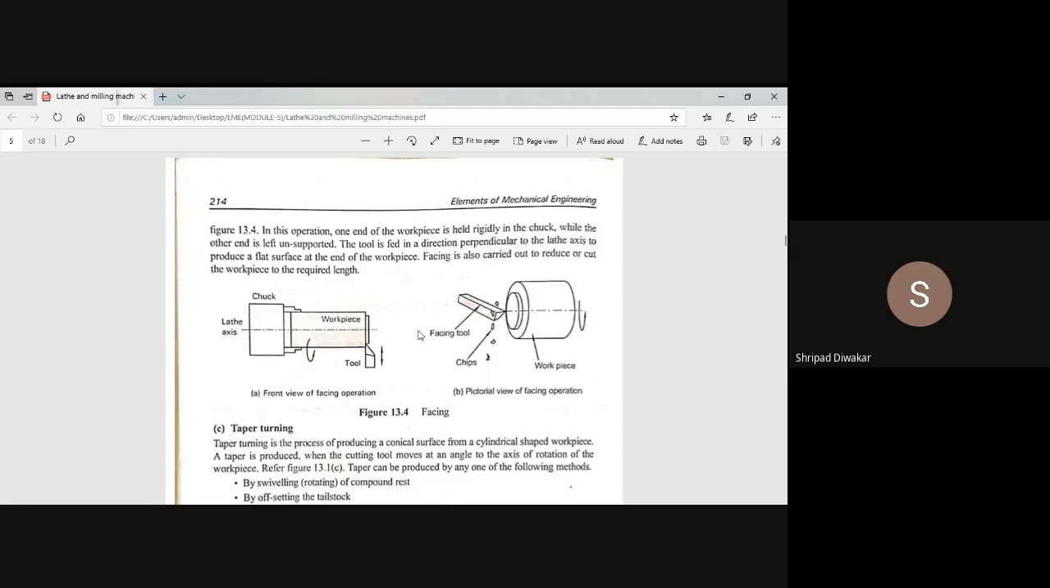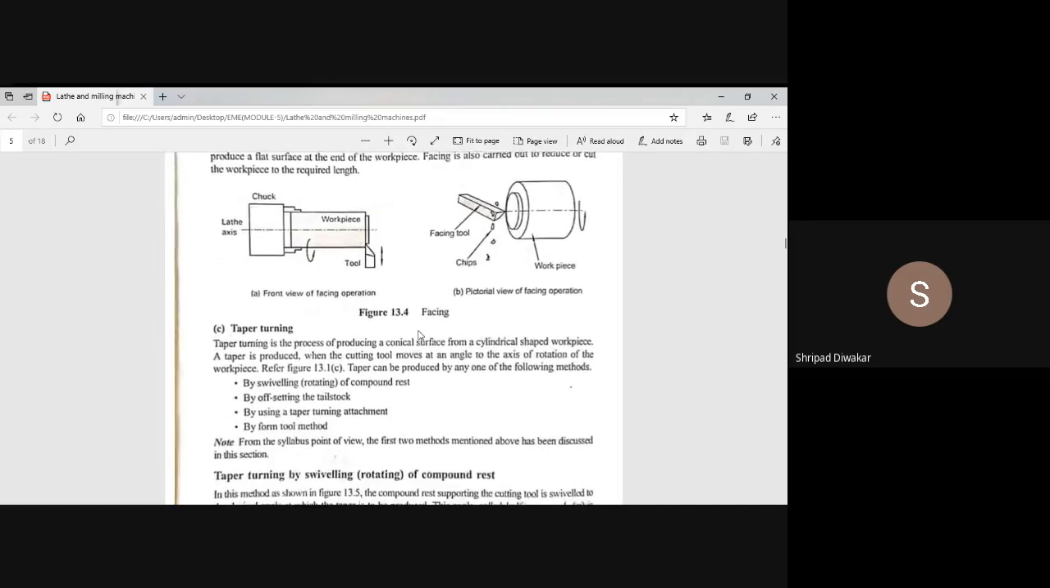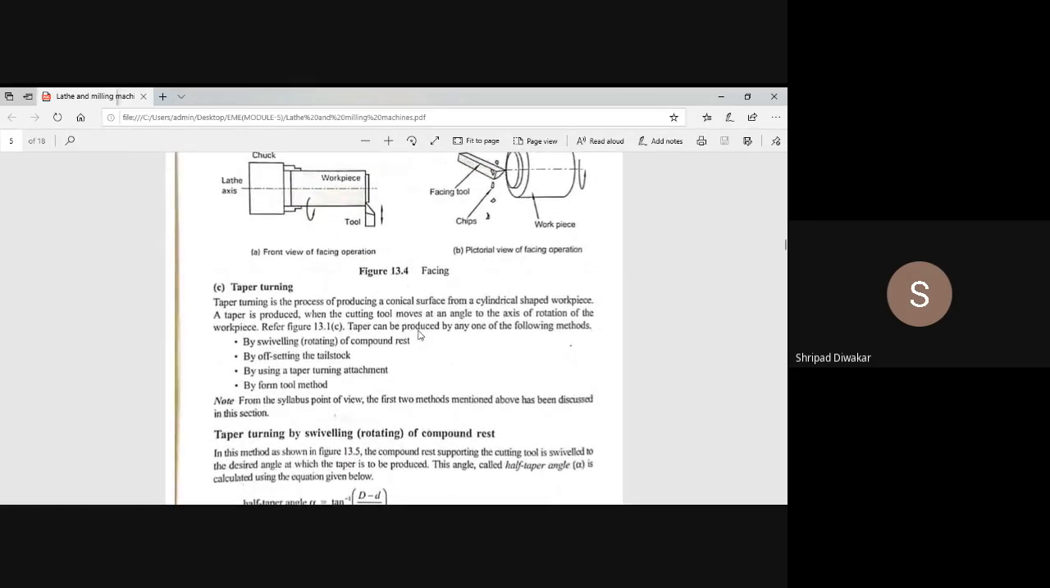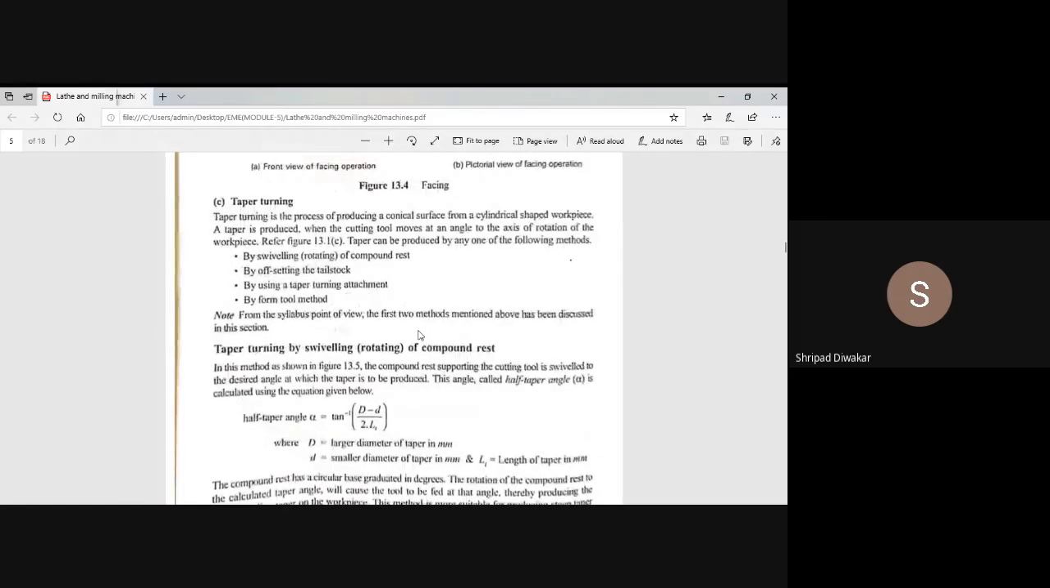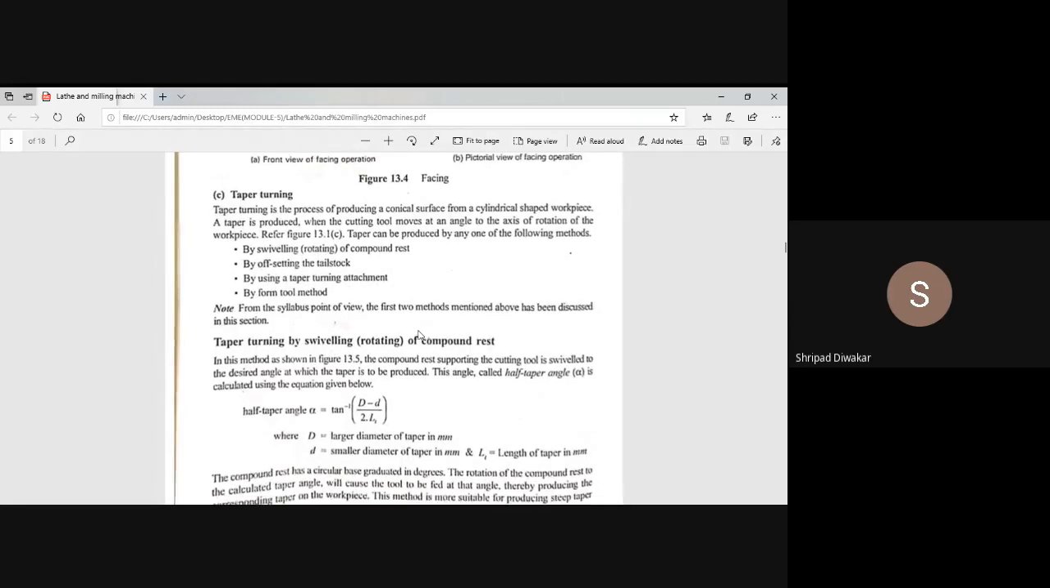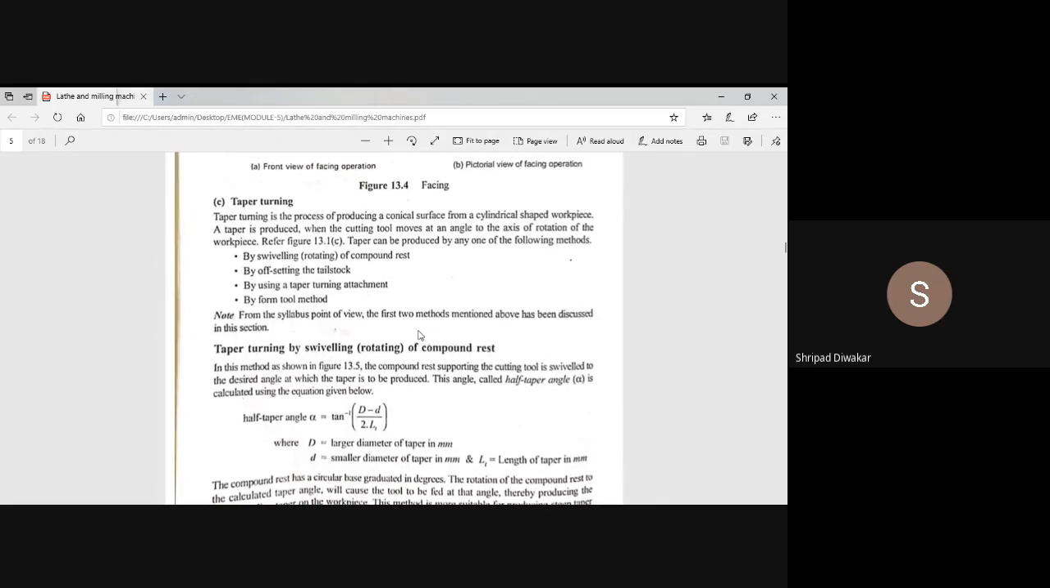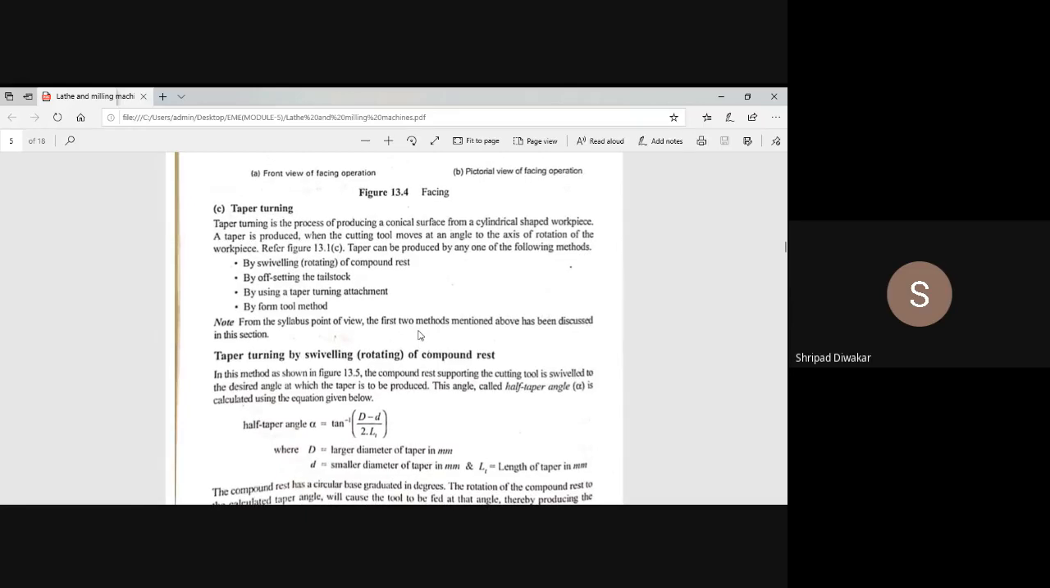The third operation is taper turning. Taper turning means the generation of a conical surface from the cylindrical workpiece. In plain turning, the tool moves in a parallel direction, but in the case of a conical surface, the tool moves at a particular angle. When it moves at a particular angle, only then will there be generation of the conical surface. Taper turning is the generation of a conical surface from a given cylindrical workpiece.